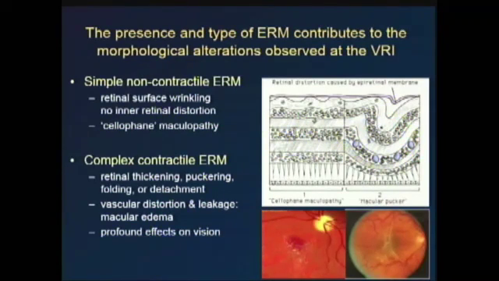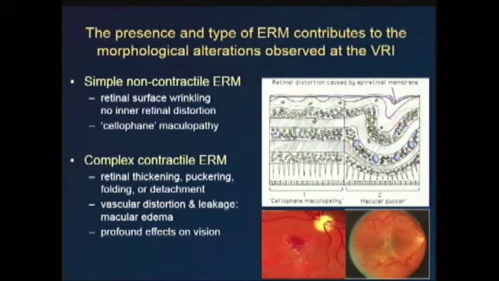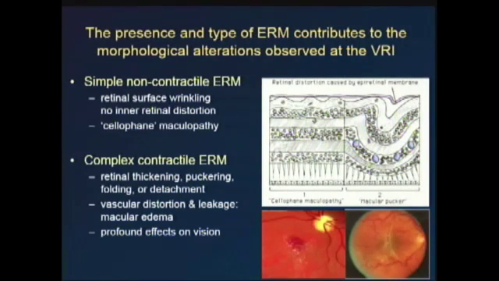So simple epiretinal membranes are usually non-contractile, and they can manifest like this, what we often call a cellophane maculopathy. Complicated, complex contractile epiretinal membranes do have more than glial cells. They also have fibrocytes and RPE cells that are capable of laying down contractile tissue, contractile fibrosis, and they would cause puckering. And when you have puckering like this, you will have not just retinal thickening, but you can also have vascular distortion.